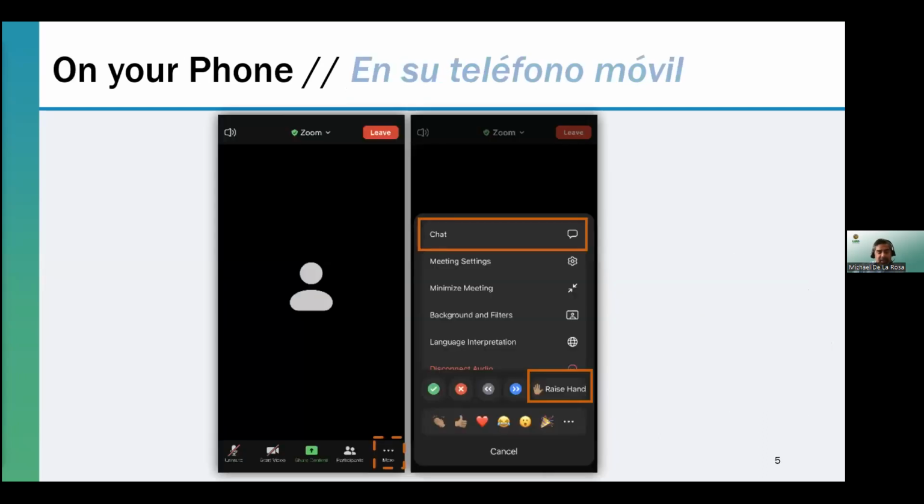And here are the same features, but from the mobile view for anyone who may be joining from their mobile device through the Zoom app. If you select more on the bottom taskbar in Zoom, you will see the options to chat, select your language of choice, and raise your hand to indicate you would like to speak. Alrighty, so there you go. Thank you for allowing me to explain these features for you.